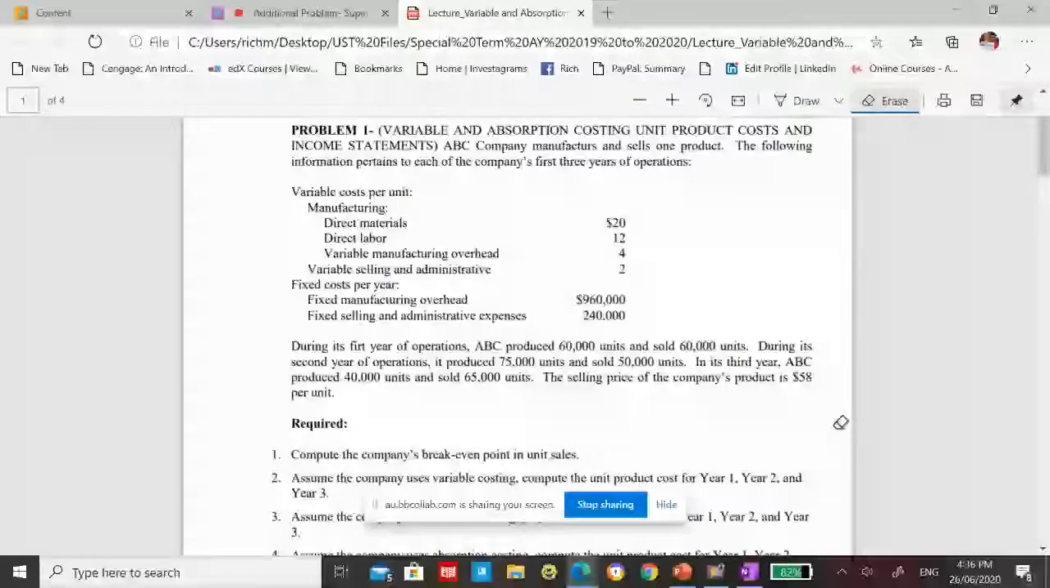As you can see from this screen, the requirement here is for variable costing, meaning the regular variable costing and absorption costing. This problem is for you to know how to identify the unit product cost and how to prepare an income statement for both variable costing and absorption costing. But to discuss further the super variable costing or the throughput costing, I'm going to use this problem.